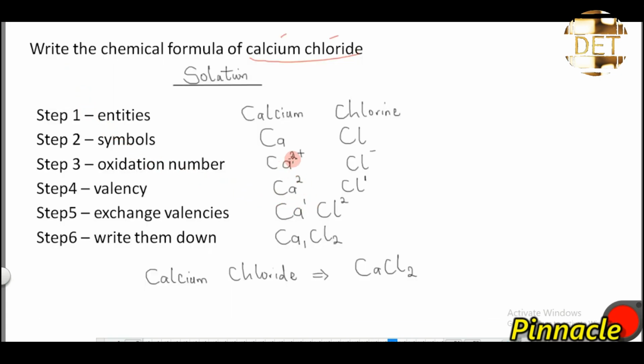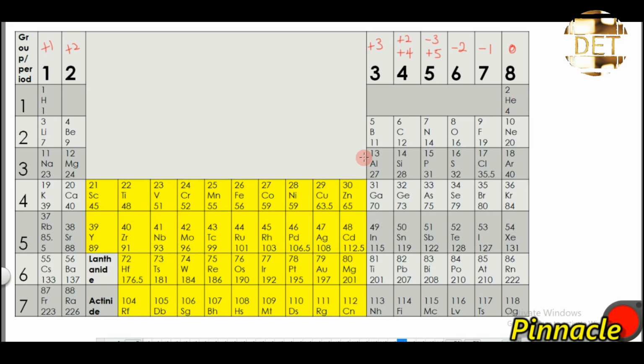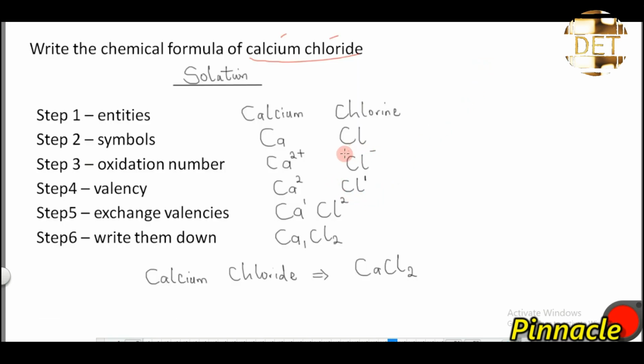And that is why we have +2 here, or 2 plus. So this is the oxidation number of calcium. The oxidation number of chlorine is -1 because it is in group 7. And for elements in group 7, the oxidation number is what? -1. So we have it here, the oxidation number of chlorine is -1.